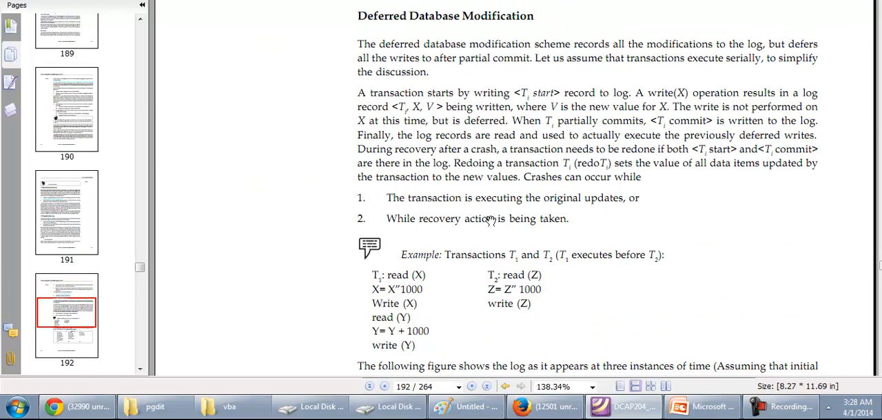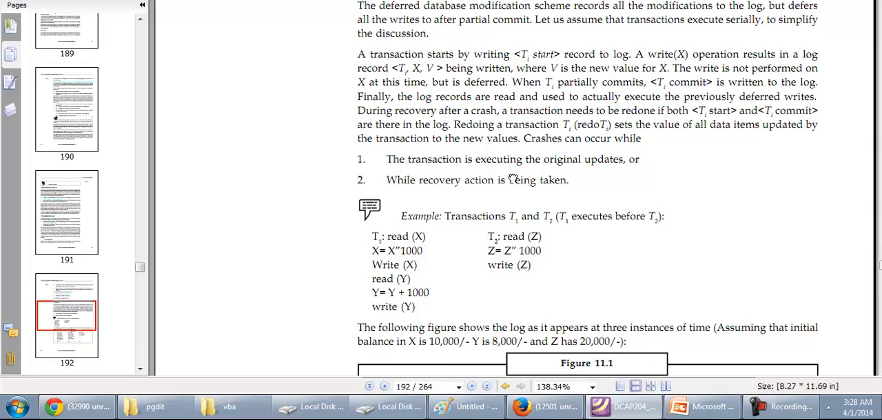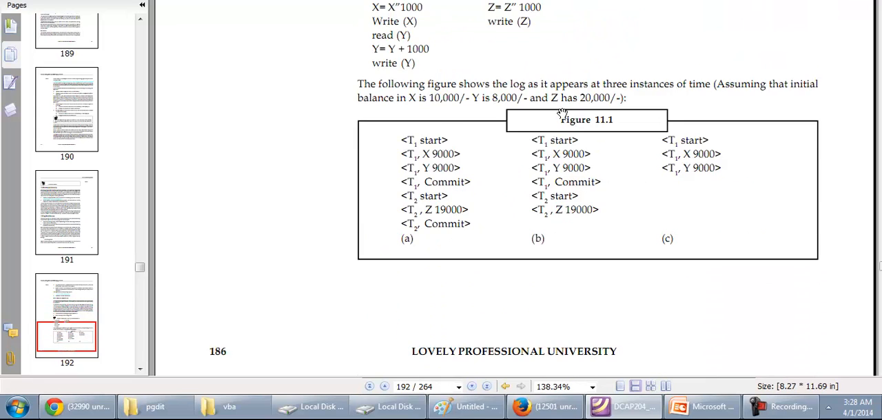Deferred database modification. The deferred database modification records all modifications to the log but defers all writes until after partial commit. The transaction starts by writing a T-start record to the log. A write of X is a log record, where V is the value for X. The write is not performed on X at that time. When T partially commits, it is written into the log. During recovery after a failure, a transaction will be redone if both start and commit records are there.